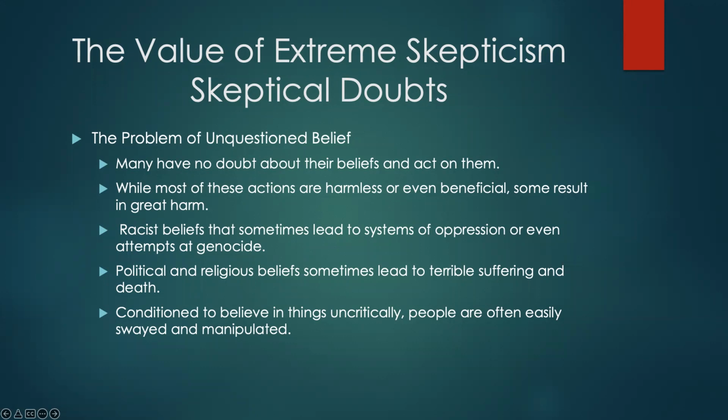However, there are others that are really harmful. Clear examples would be things like racist beliefs that people are completely certain about. And this, of course, leads to horrible things, ranging from oppression to even attempts at genocide. Political and religious beliefs sometimes lead to good things, people being generous and kind, but often lead to terrible suffering and death. And so people are often easily swayed and manipulated because they're not being critical. So where does the skepticism come in?